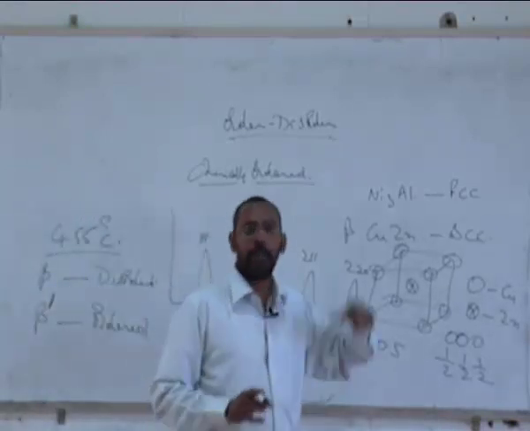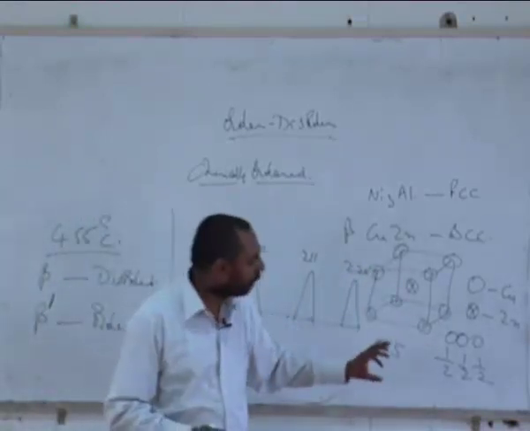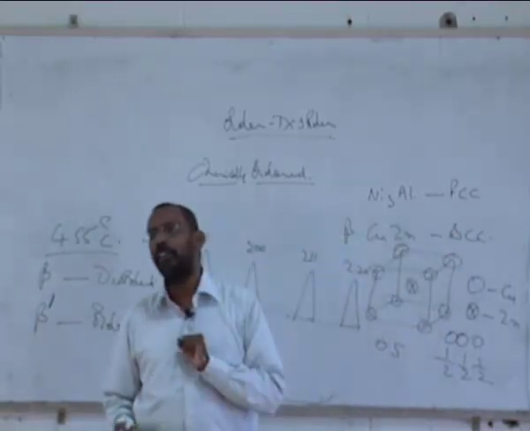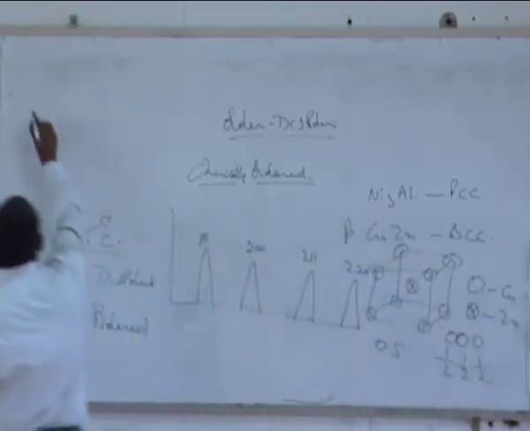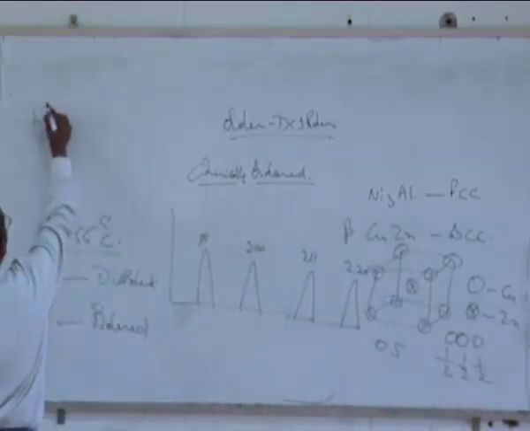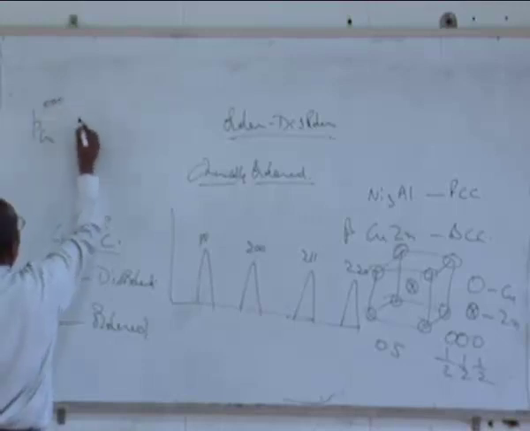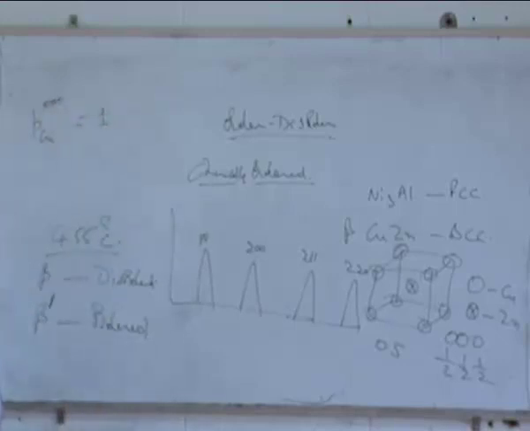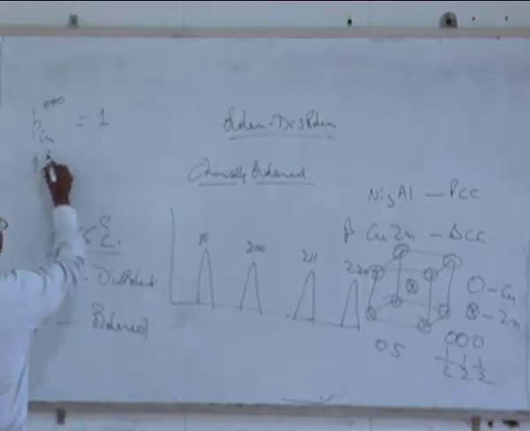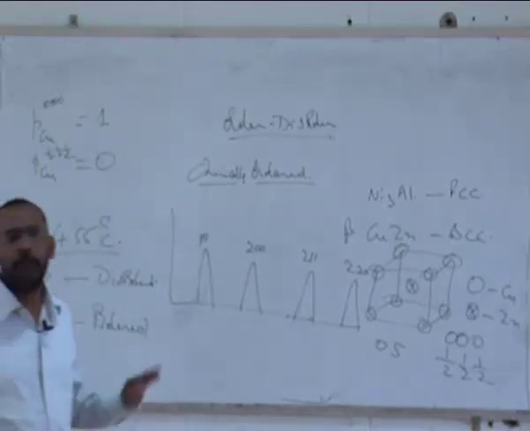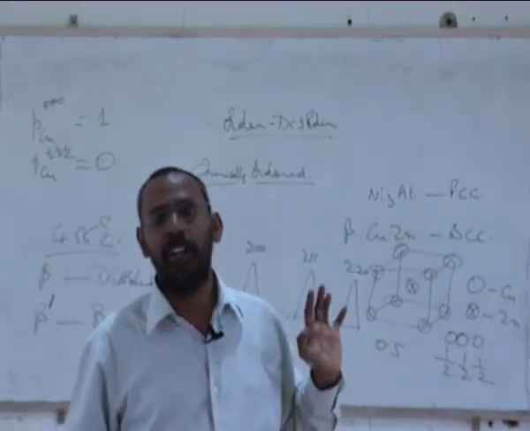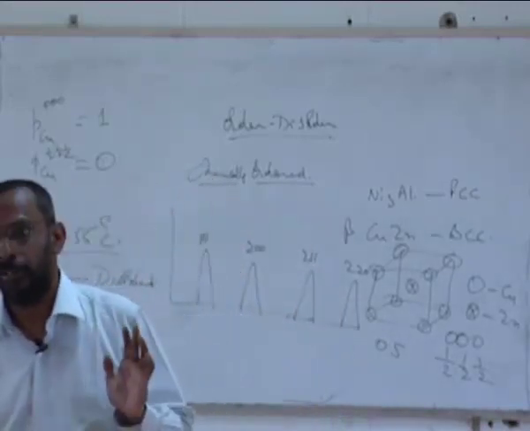But the moment it becomes ordered, then I know the copper goes only and sits at the 0, 0, 0 position. Then the probability of finding copper at 0, 0, 0 may be 1 if all copper is going and sitting there, and the probability of finding copper at half, half, half will be 0. That means you will not find any copper sitting at the half, half, half positions. This is what we call an ordered structure.